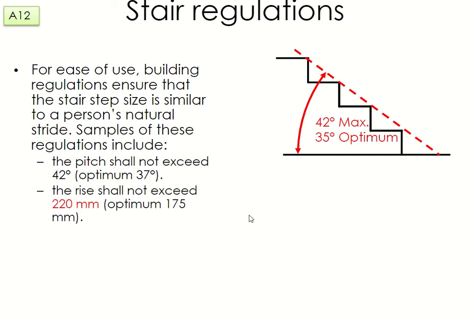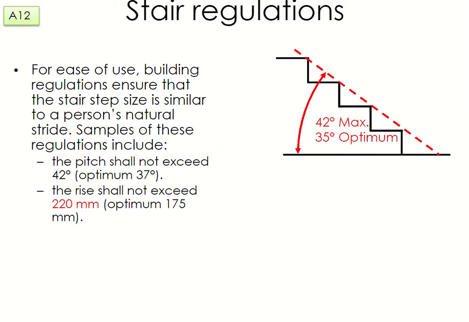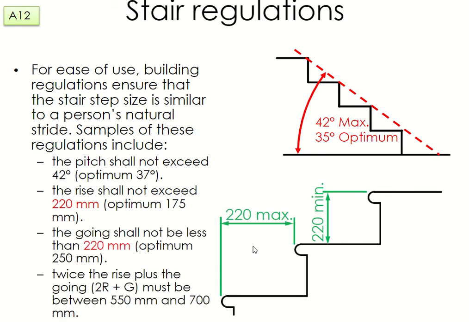The rise shall not exceed 220 millimeters. So the rise should not exceed 220 millimeters. Again, the optimum here is 175. Then the going should be less than 220. Ideally, it should be about 250. And then twice the rise plus the going, 2R plus G, must be between 550 and 700.